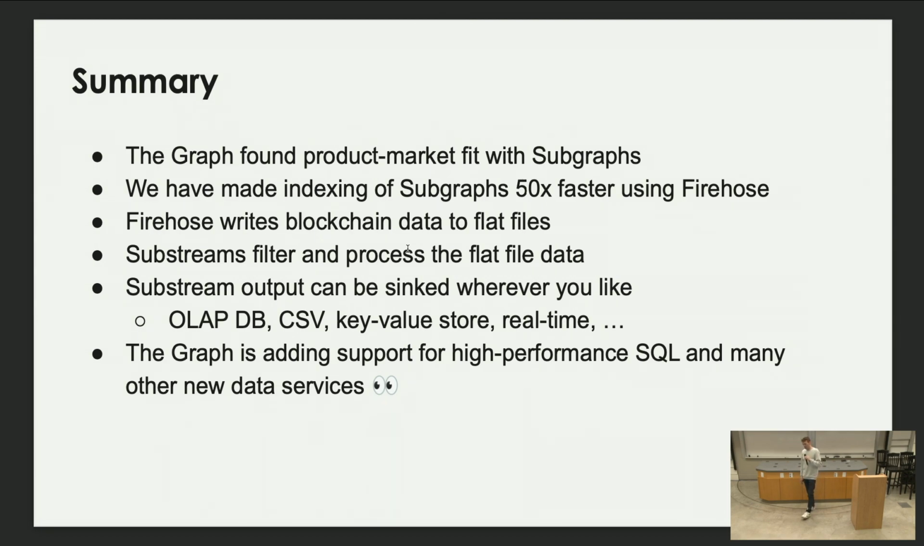In summary, the graph found product market fit with subgraphs. If you've heard the word subgraph, it was invented by the graph. We've recently made indexing 50 times faster than our V1 stack. We're doing that using Firehose. Firehose extracts raw blockchain data and puts it into flat files. And those flat files can be filtered very quickly with substreams. And the substream output can be put wherever you want.